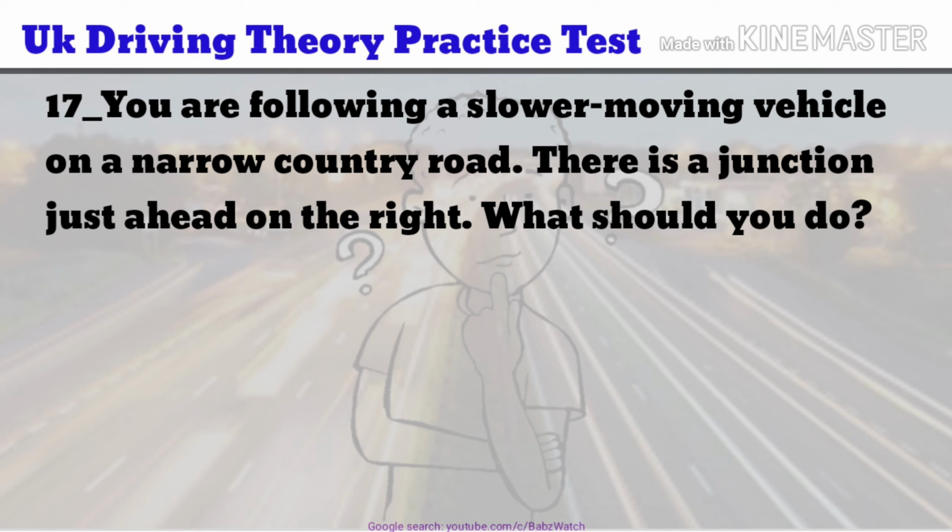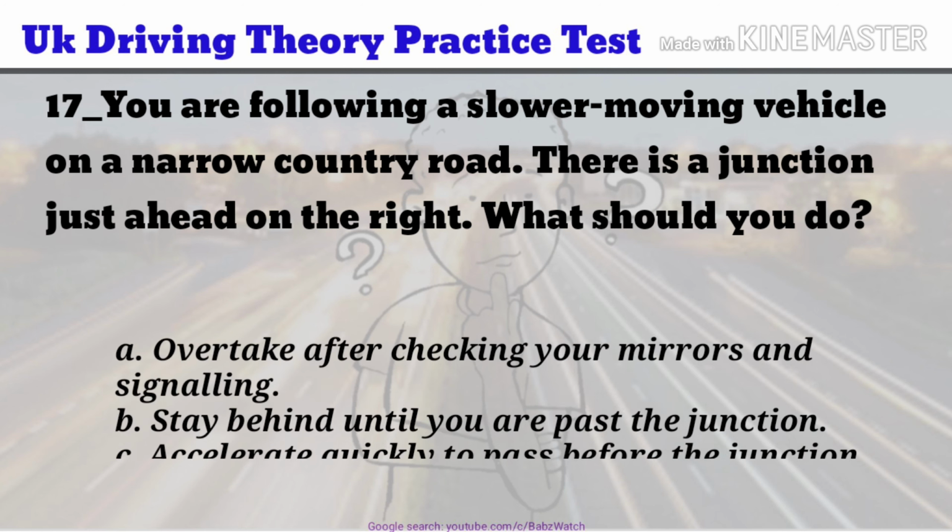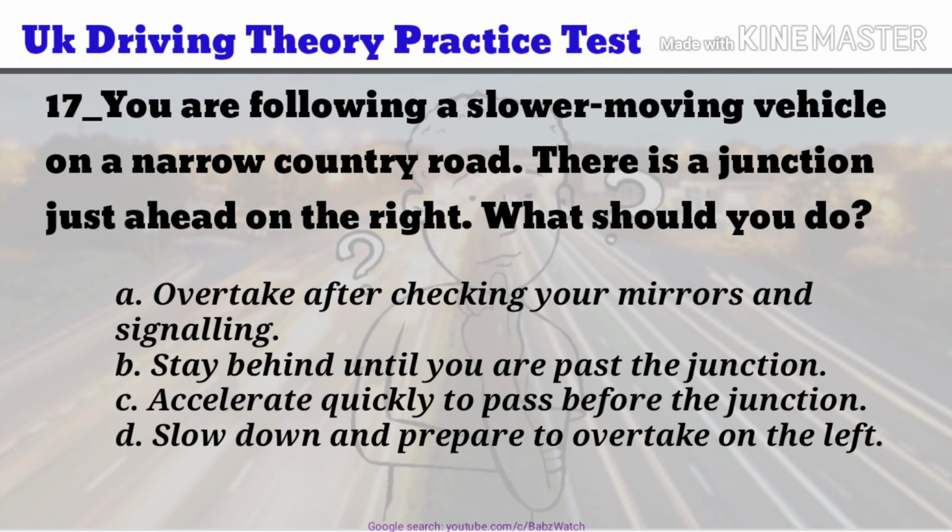UK driving theory practice test question 17 of 50. You are following a slower moving vehicle on a narrow country road. There is a junction just ahead on the right. What should you do? A. Overtake after checking your mirrors and signaling. B. Stay behind until you are past the junction. C.